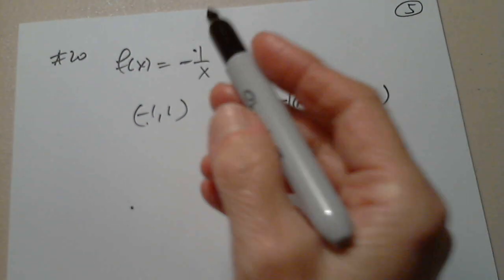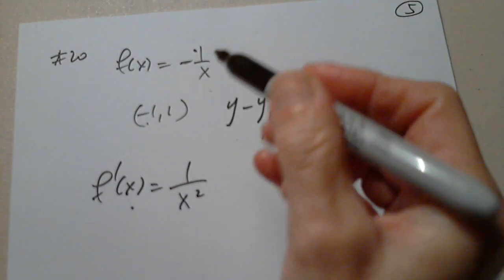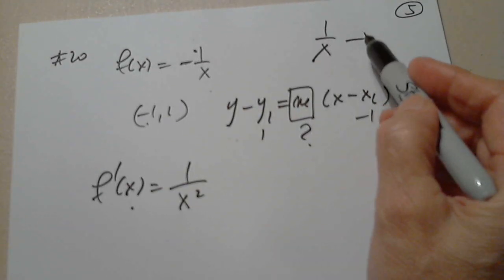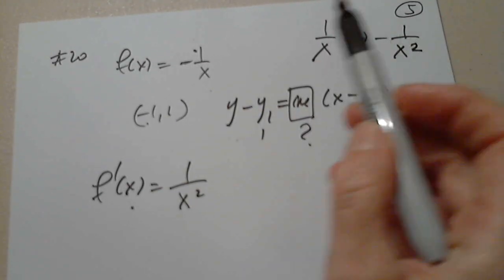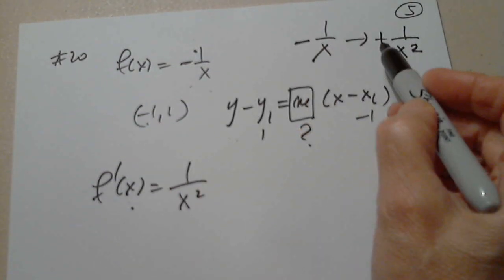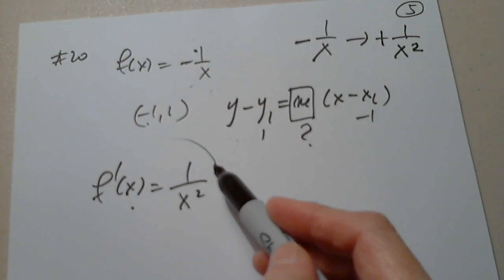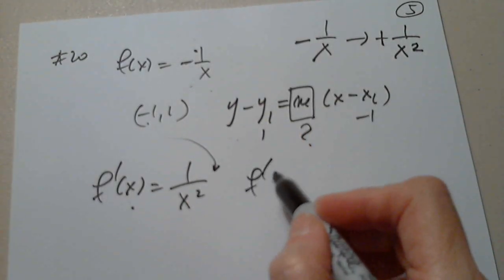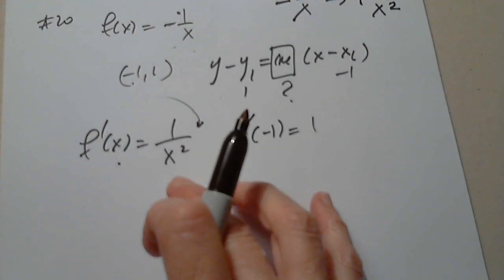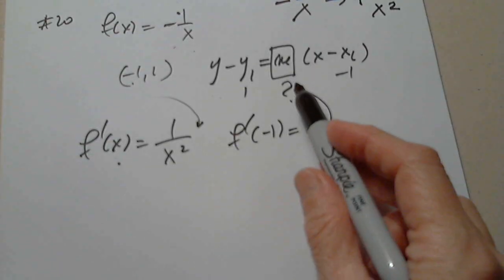No problem, because I know that when I differentiate this function, I get 1 over x squared. When I differentiate 1 over x, I get negative 1 over x squared. But when I differentiate negative 1 over x, I get positive 1 over x squared. All I have to do is plug in negative 1. So f prime of negative 1 happens to be 1, because negative 1 squared is 1, and 1 over 1 is 1. So that's all I need.